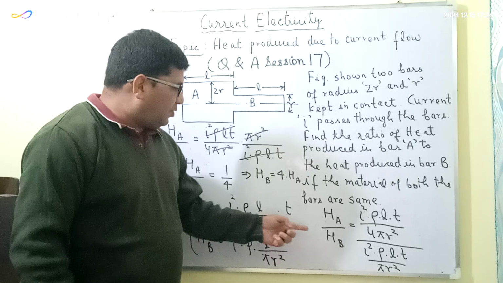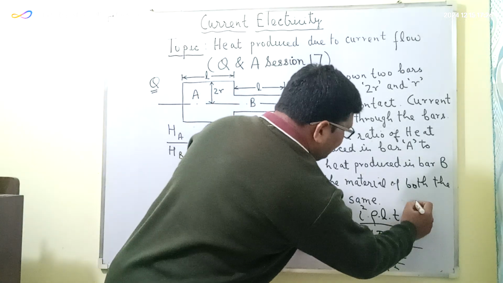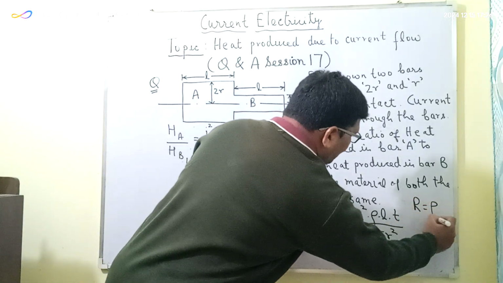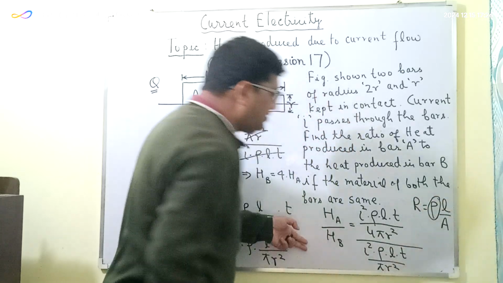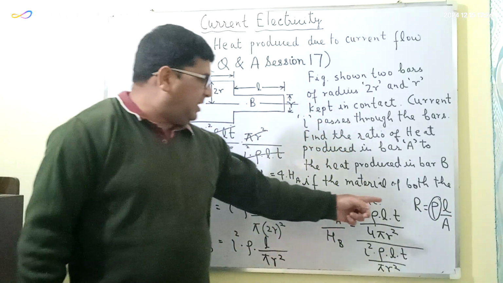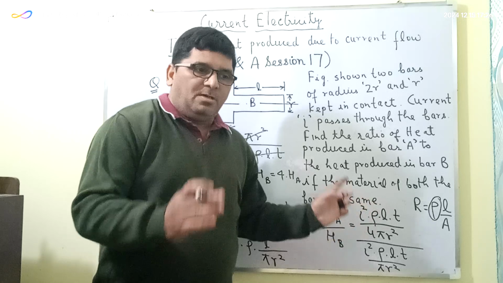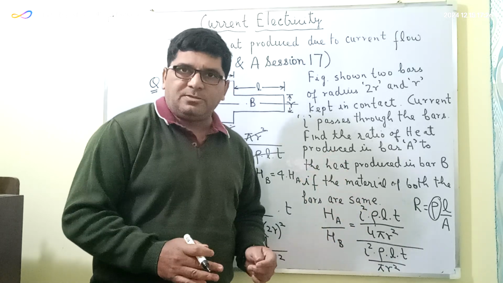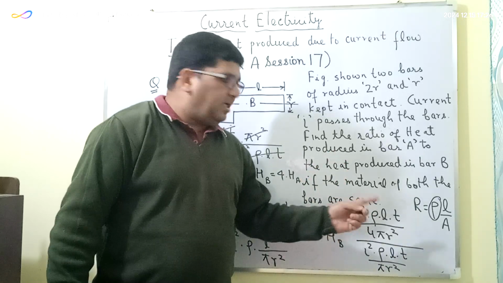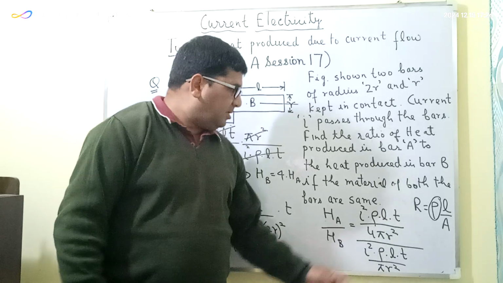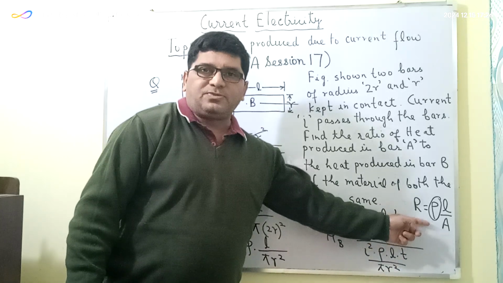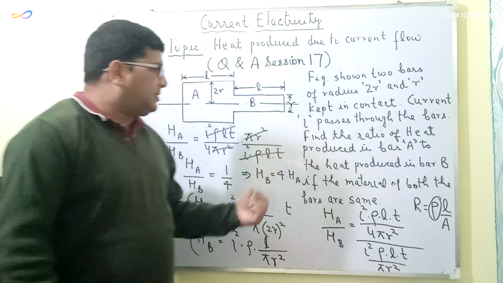In this question, the most important thing was the utilization of the formula R equal to rho L upon A. And the most important thing which we all have to remember is that the resistivity of two conductors will be the same if the material of construction of those two conductors is the same. That was the important thing to be applied in solving this question.